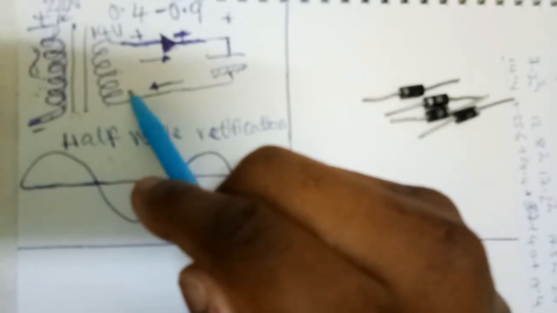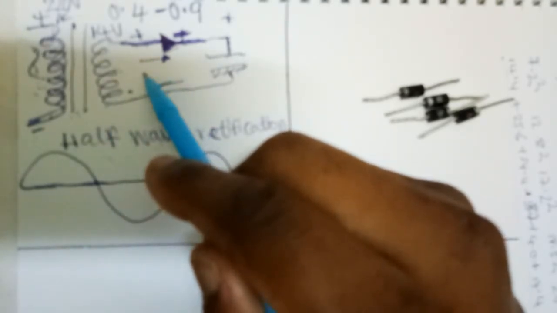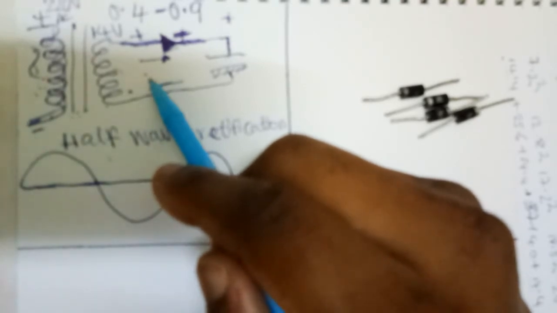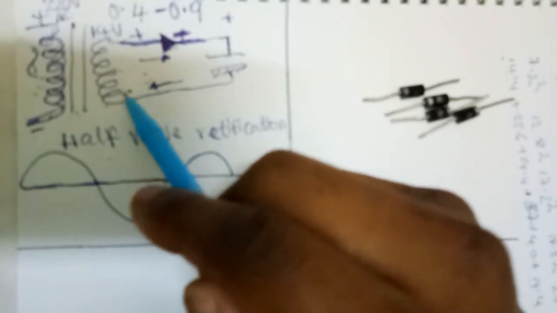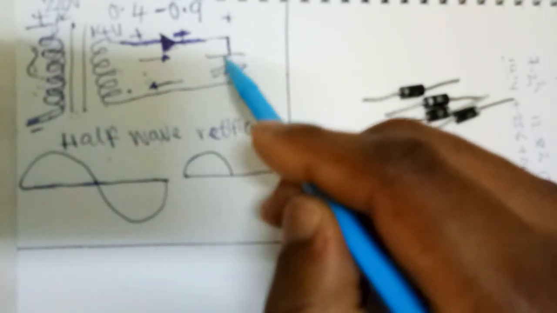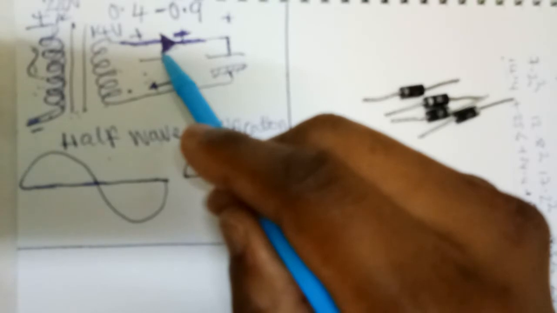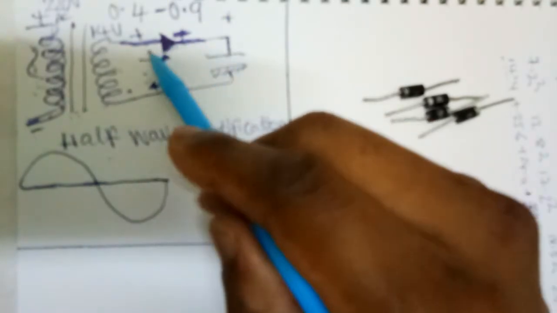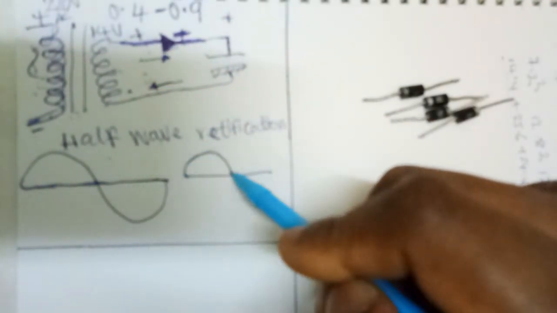So during the positive half cycle, during the negative half cycle of this, the diode is reverse biased. When the negative current will flow, the diode will be reverse biased. As you can see, current cannot flow, so you get only one sine wave.